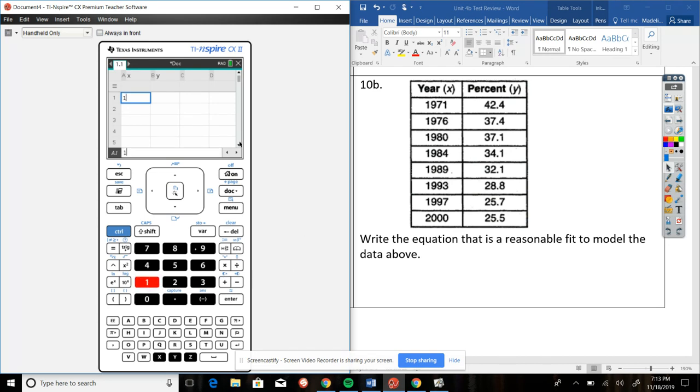So I have 1971, 1976, 1980, 1984, 1989, 1993, 1997, and 2000.